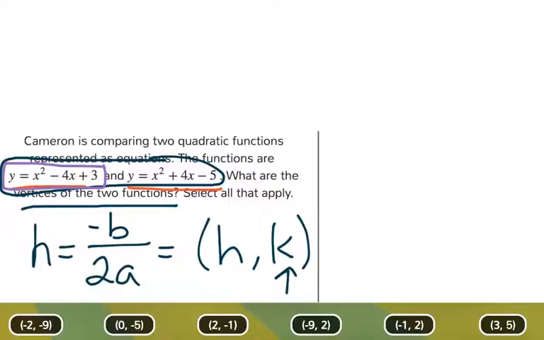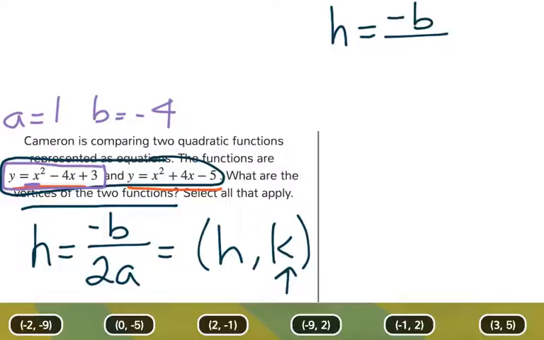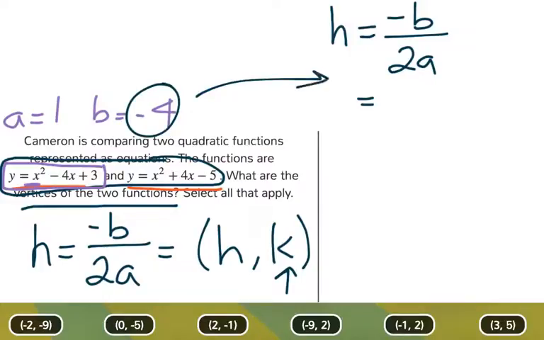The a in that case is 1, because there's no number in front of the x squared. And the b is negative 4, the number in front of the x. Let's plug those into my formula, h equals negative b divided by 2a. This should be pretty quick. Negative b, so we plug the negative 4 in first: negative, negative 4. The negative stays in front, even though b also has a negative.